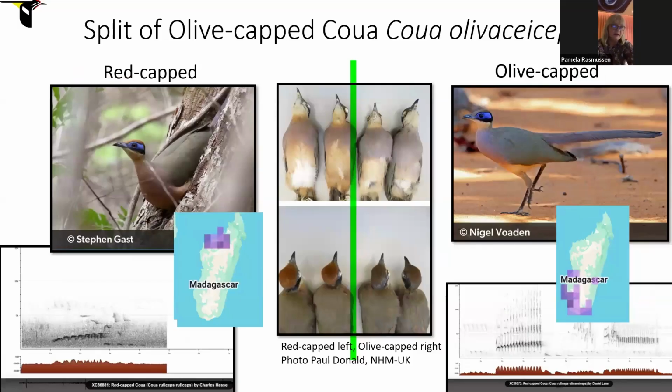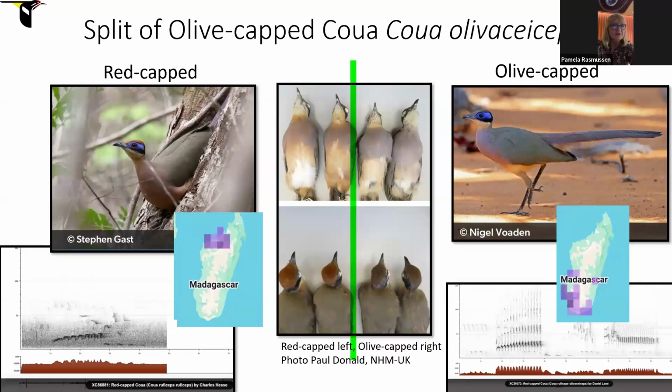All right, moving to Madagascar, we have a split that had been recognized by BirdLife for some time of the olive-capped coua from the red-capped coua. Olive-capped is the southwestern form, red-capped northwestern. There are some publications that state there are intermediates, hybrids, et cetera, but we haven't been able to find evidence for that. And it seems that they're not even approaching each other geographically. But further study is certainly needed.